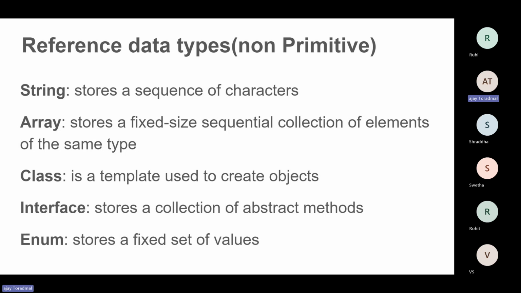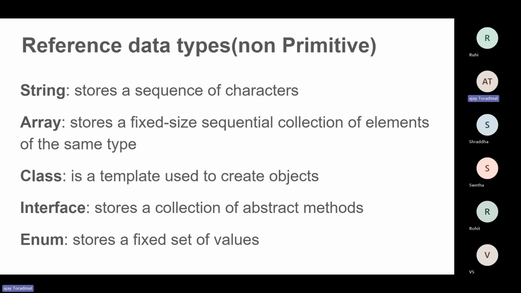Right. These 5 data types we're going to cover later. Why? Because the string is a huge topic. It will require at least 2 sessions to complete the string. For the array, it will require at least 1 session. For the class, it will require, let's say, 1 hour. For the interface, at least 2 to 3 sessions. For the enum, hardly half an hour.